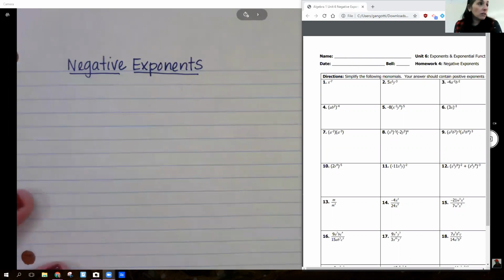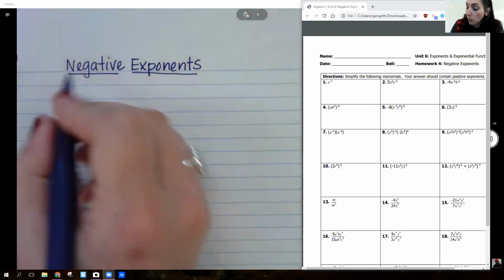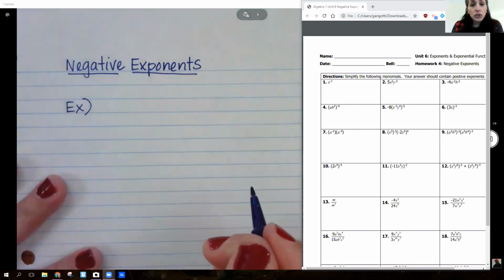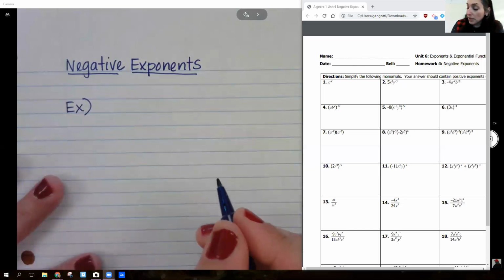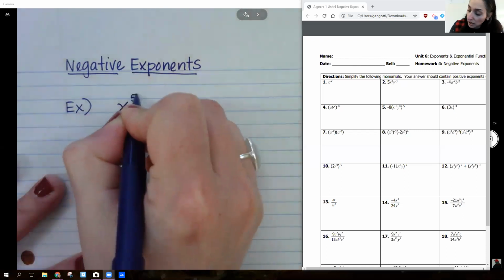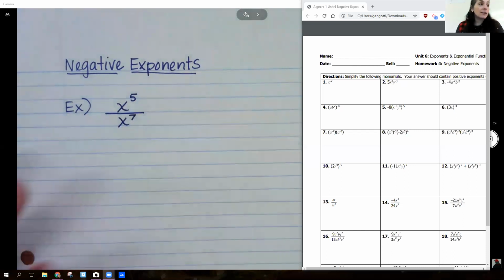Alrighty, so negative exponents. Sometimes when you're doing a division problem, or sometimes a power to a power, like what we have in our homework, you end up with an exponent that's negative. So let me give you an example. What if you had x to the 5th over x to the 7th?